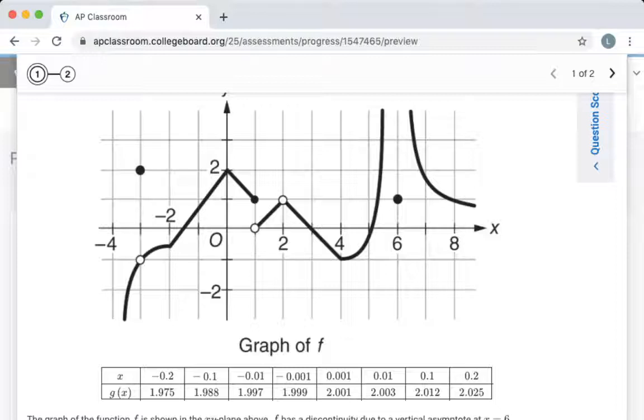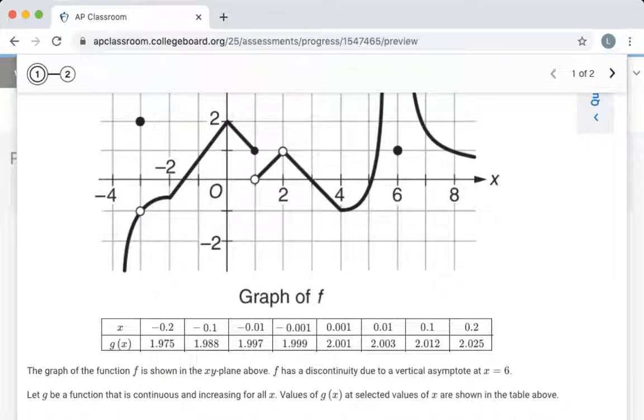The first question says, using the graph of f and the table for g, estimate the limit. Right away we're looking at this. First of all, we have two different functions being used. We have f and we have g. We're finding the limit as x approaches 0 of f of x minus g of x. The easiest way I think about this is just using our limit laws. A lot of you I think are instinctively doing this without really classifying it as a limit law.